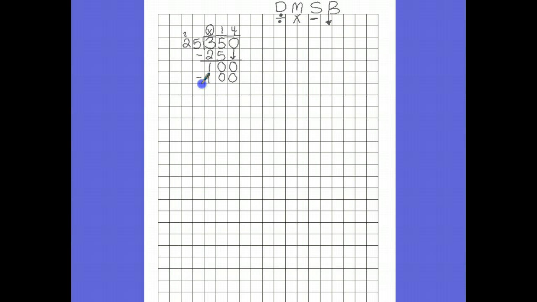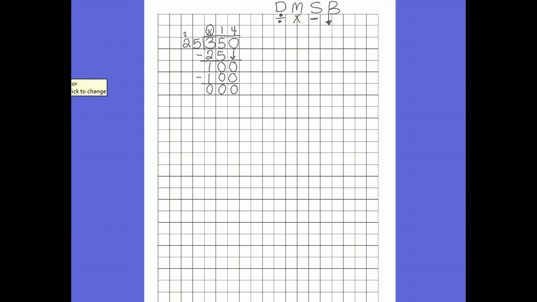My next step is the subtraction. 0 minus 0 is 0. 0 minus 0 is 0. And 1 minus 1 is 0. So I have nothing left over. And as you can see, there is nothing here to bring down. So I am done with this problem. So how many times can 25 go into 350? 14 times.